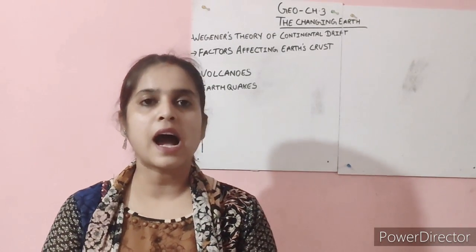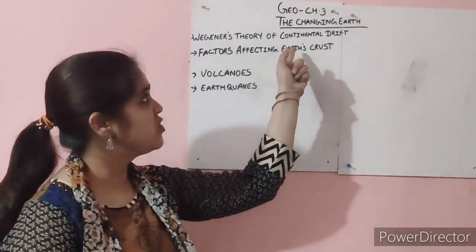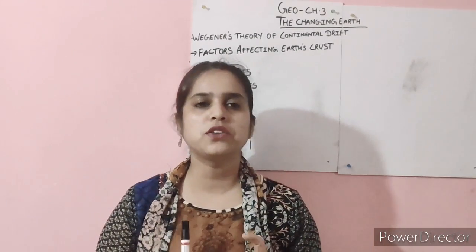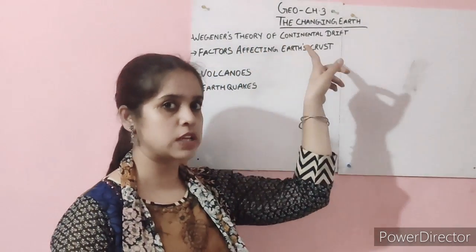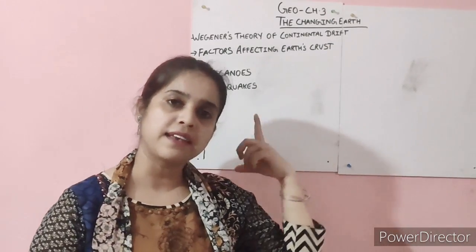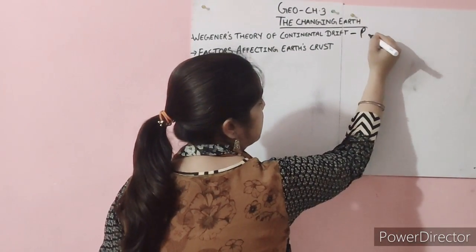Okay. So today we are going to start our next chapter, that is Geography, the Changing Earth. This is chapter number 3, video number 1. In this chapter, we are going to study about Wegener's theory of continental drift. Under this only, we are going to study about Pangea.